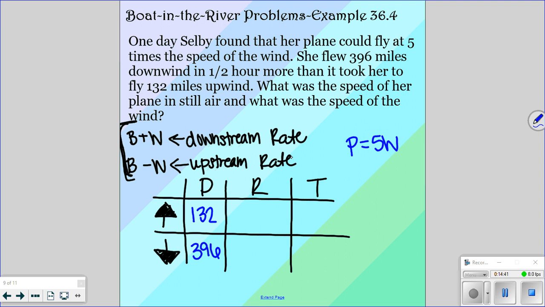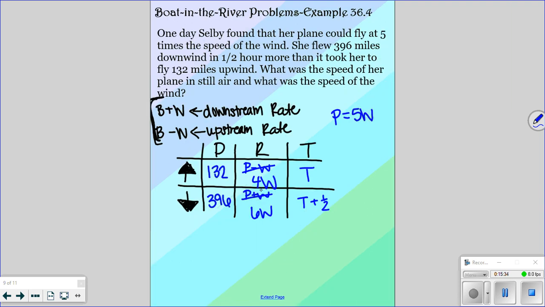So instead of using a B here, I'm going to use a P for plane. But the plane, when you're going upstream, it's the plane minus the wind speed. And our plane is 5W, so 5W minus W is actually 4W. And then when we're going downstream, the rate is the plane plus the wind speed. So 5W plus W is going to be 6W. Okay, so that's how you use that B plus W and B minus W. And then we have the time. It said it took her half an hour more to go downwind than it took her to go upwind. So if this is the time that it took her to go upwind, downwind was a half an hour more. And so that's how you set up your chart.